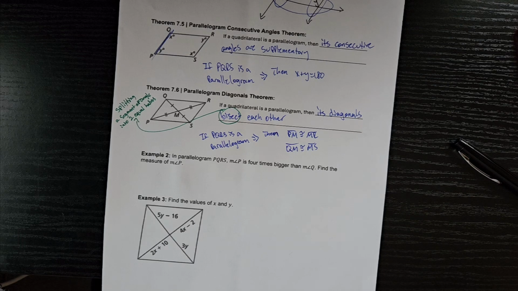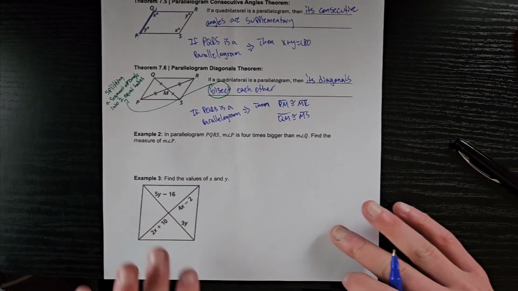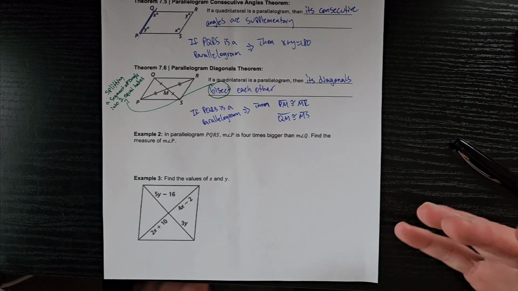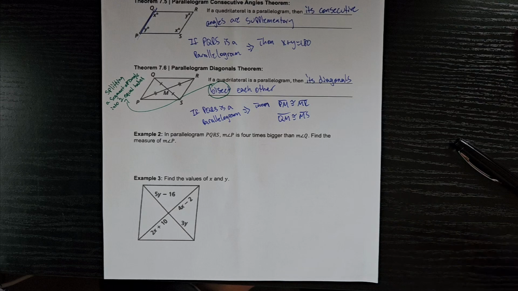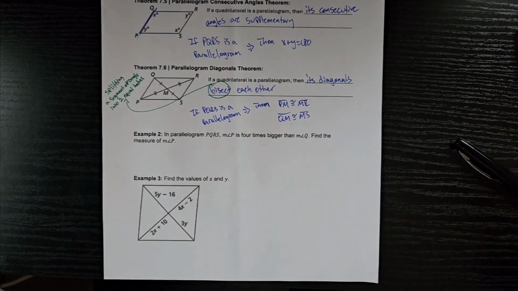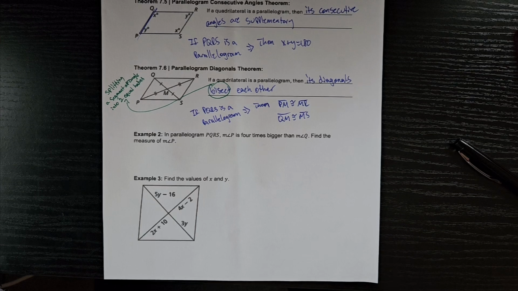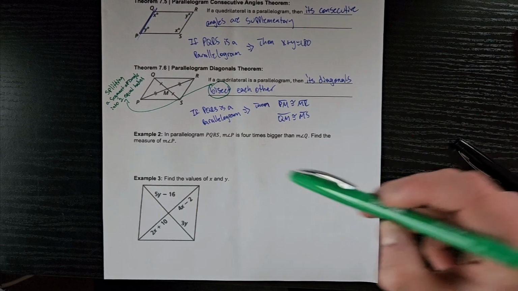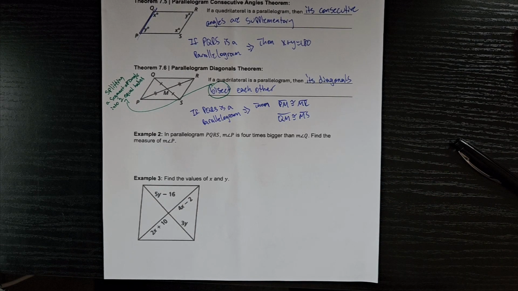All right. Cool. Those are the 4 theorems that we're working with, and now we can start doing problems that work with them. So looking at example 2, in parallelogram PQRS, angle P is 4 times bigger than angle M. Find the measure of angle P.